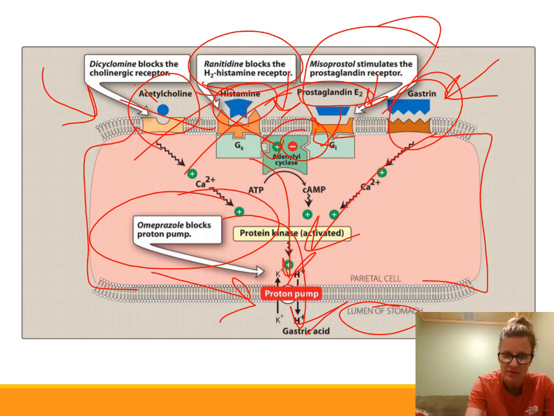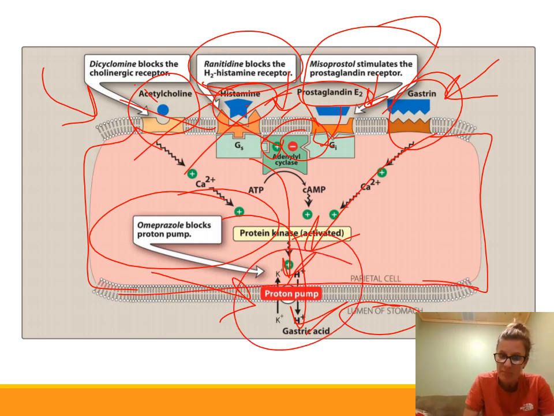Here on the luminal side of this parietal cell, we have this little pump that pumps hydrogen ions into the stomach. And remember, hydrogen ions are a measure of acidity, right? The more acidic something is, the more hydrogen ions it has. So this pump exchanges, it takes one potassium ion in as it pumps one hydrogen ion out into the stomach.